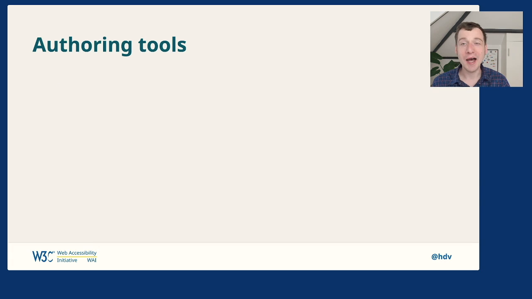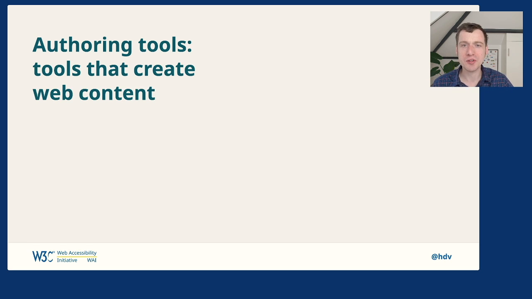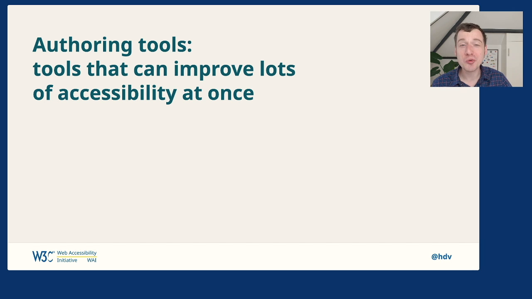Now, I focus mostly in my work on authoring tools. And authoring tools, if you're not familiar with that phrase, are tools that create web content. And with that, as probably won't surprise you, they are also tools that can improve a lot of web accessibility at once. That is a very exciting prospect, I think, and I'll be talking a lot today about how we can make that a reality. How can we really employ authoring tools to improve accessibility in many places at once?